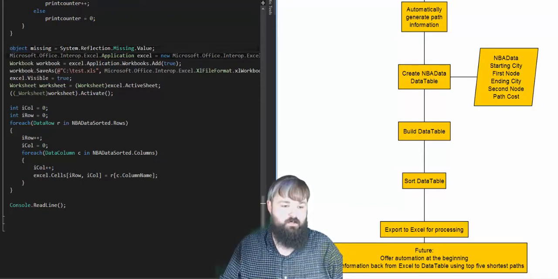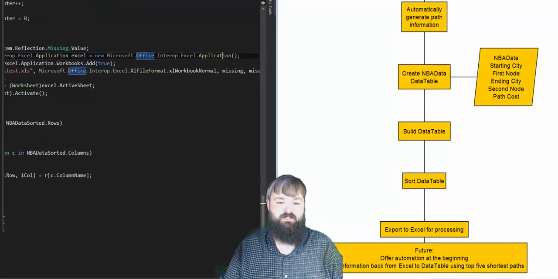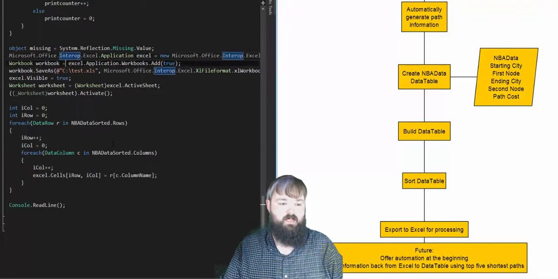So then we're going to use Microsoft.Office.Interop.Excel.Application, and we're going to call it excel, equal to a new instance of the same. There you go. That's how we create the Excel spreadsheet. And then we're going to create a new workbook, Excel.Application.Workbooks.Add. And then we're going to say workbook.SaveAs, and this is going to be the path that you use.